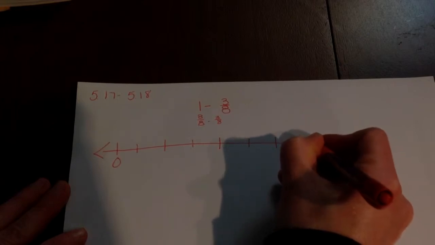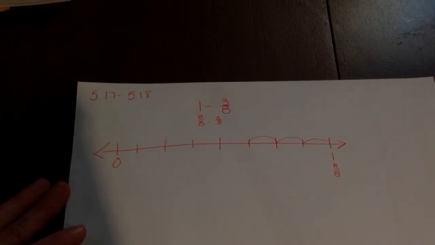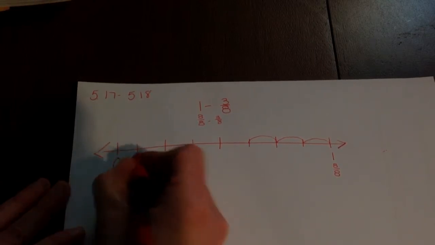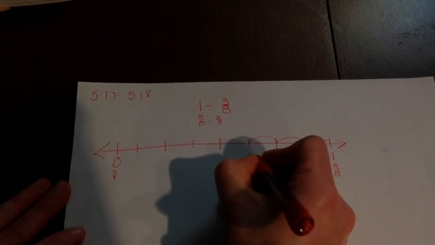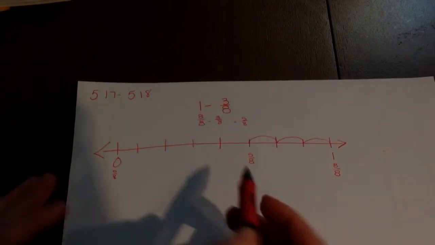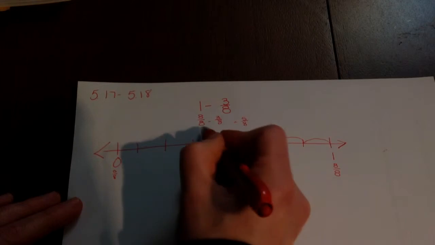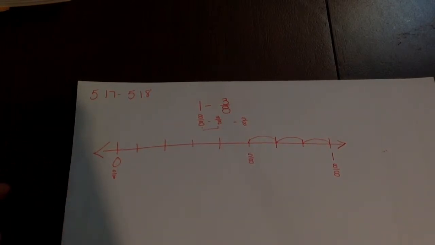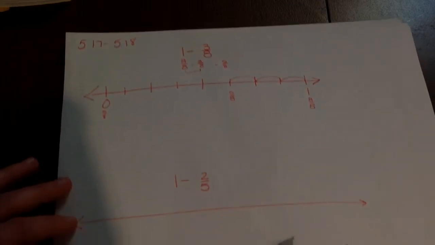So 1, 2, 3/8. To figure out what that is, you could start here at 0/8, 1/8, 2/8, 3/8, 4/8, 5/8. So 8/8 minus 3/8 is 5/8, because 8 take away 3 is 5, and we never, ever, ever subtract our denominators. All right, let's move on.